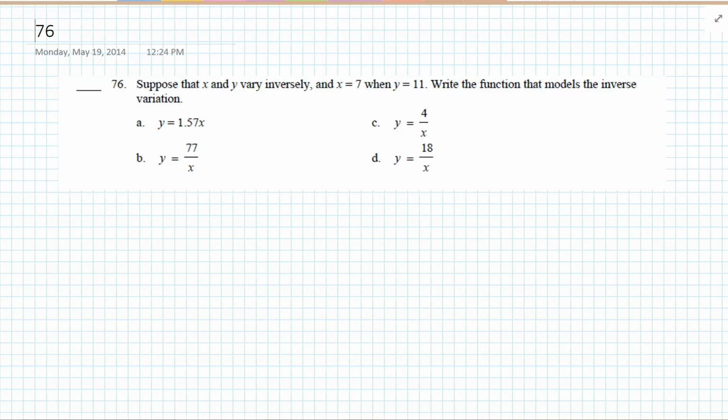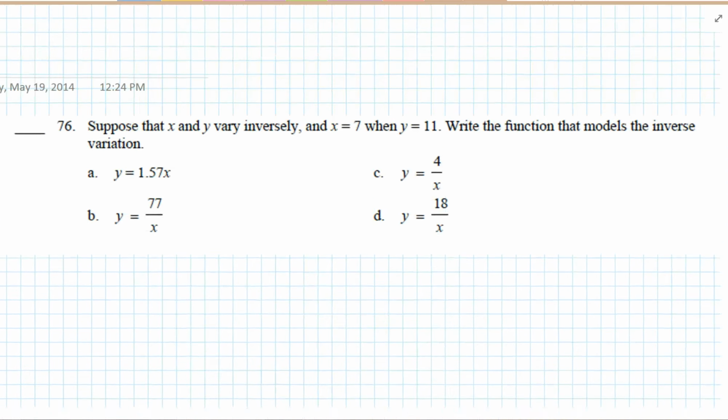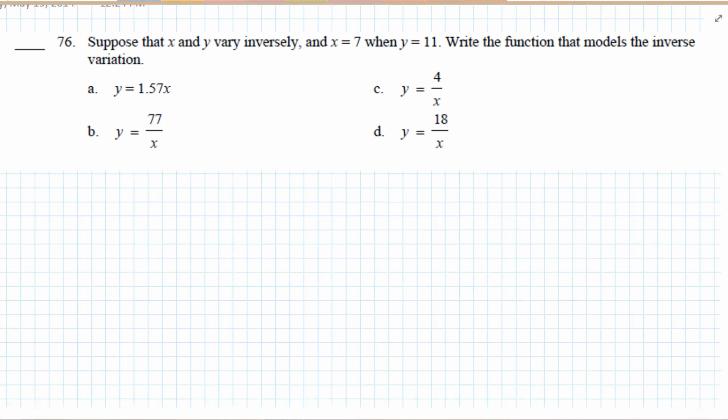Number 76. Suppose that x and y vary inversely, and when x equals 7, y equals 11. Write a function that models the inverse variation. So what we're saying is we have to write a function that models it. Inverse relationship is y equals k over x. So the first thing we have to do is find k.